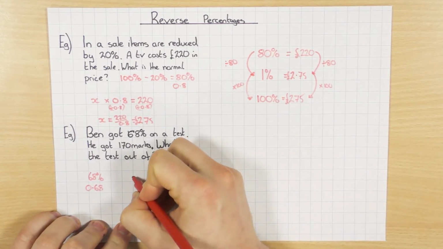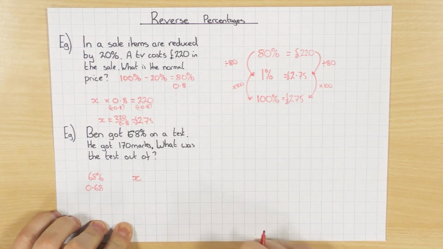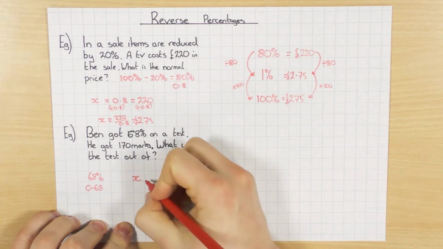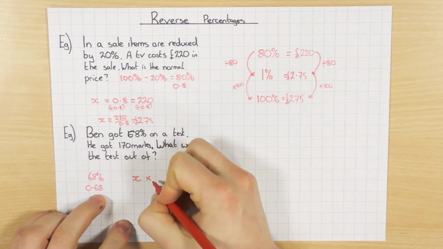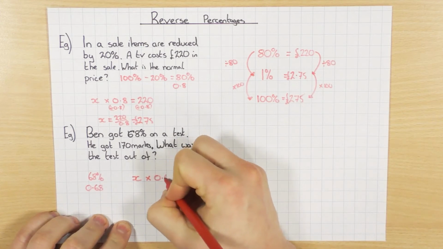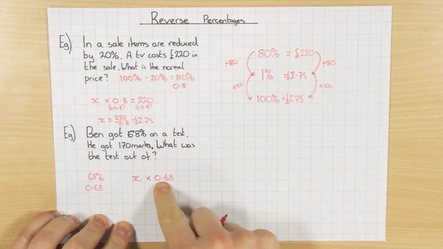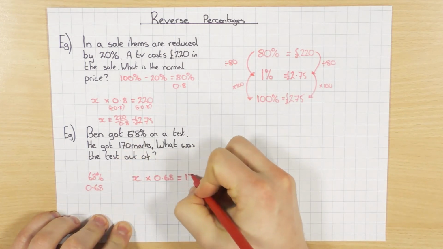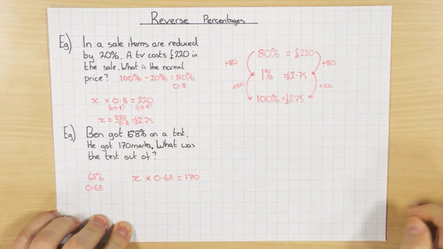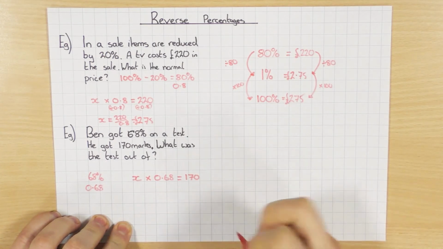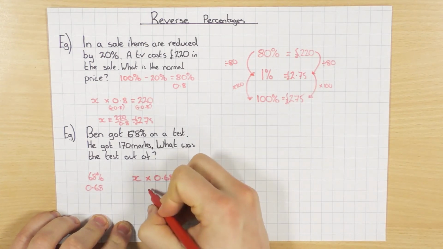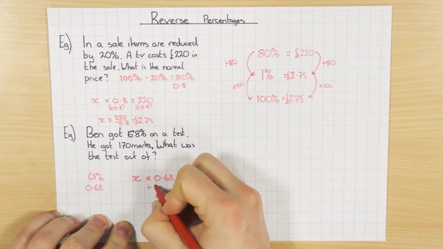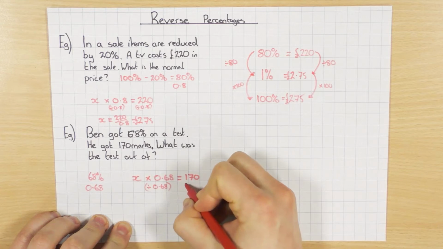Again, I don't know, so let's call it x. It's the unknown. That's what the test is out of. So I would do x times by my multiplier of 0.68, because that will tell me what 68% is, and we know what 68% is. It's 170 marks. Again, I've formed my equation. I'm going to rearrange it.